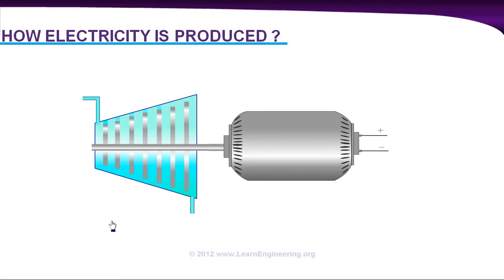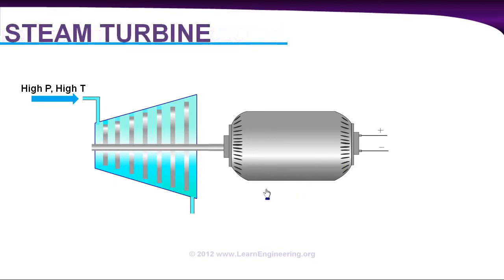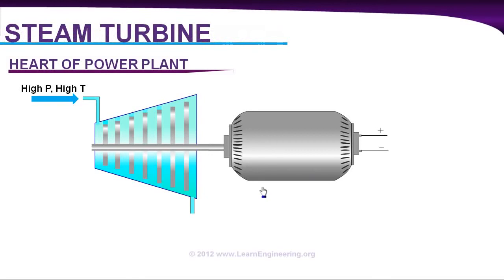The next question: how to rotate the blades of this turbine? The answer is this: supply high pressure, high temperature steam at the inlet of the steam turbine. Thanks to the high pressure and high temperature of the steam, it can rotate the blades of this turbine, so you can generate electricity. You can consider the steam turbine the heart of the power plant, which absorbs energy from the fluid. So we have achieved our objective: we have produced electricity.